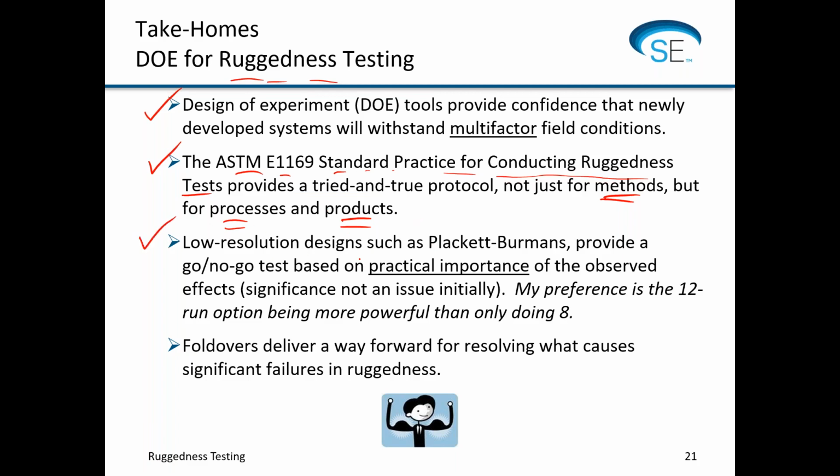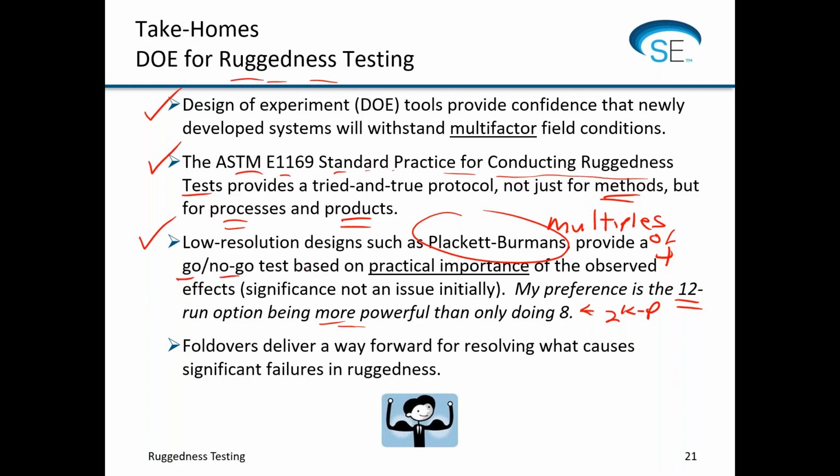It calls for these low resolution designs by Plackett-Burman, which work very nicely because of them being multiples of 4 rather than powers of 2. And so there's more flexibility with the Plackett-Burmans. But in particular, I like the 12 run because of it being more powerful. And if you do an 8 run, I'd probably go back to the 2-level design, which would represent 2 to the K minus P.